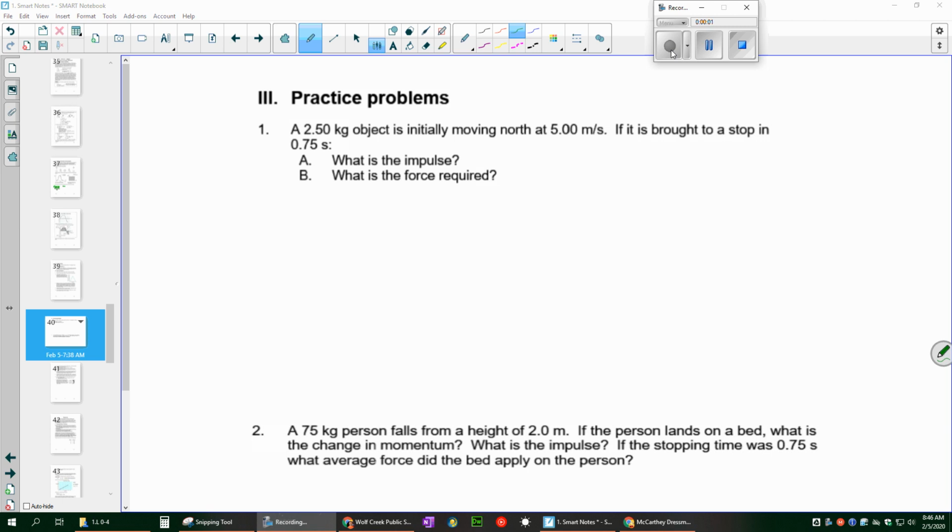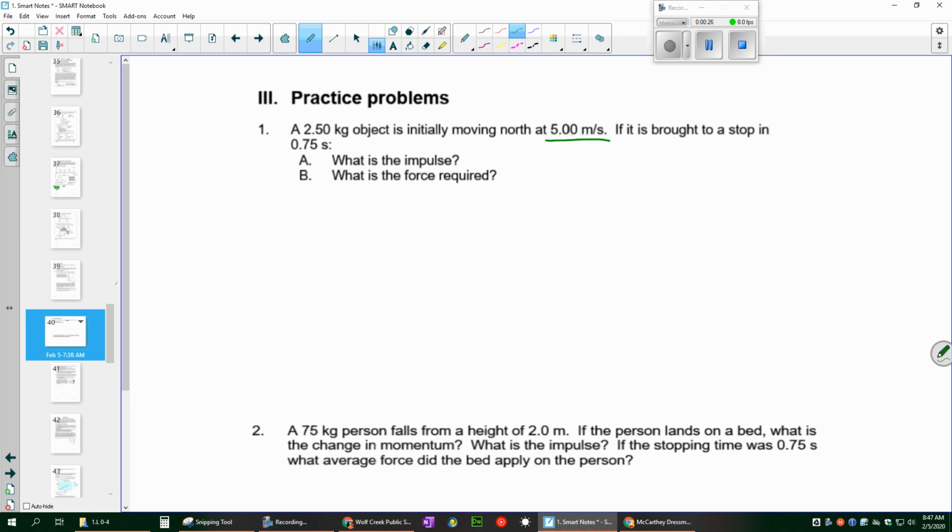Okay, so a 2.5 kilogram object is initially moving north at 5 meters per second. If it's brought to a stop in 0.5 seconds, what's the impulse? All right, so the way I would start off with these questions, guys, is as soon as you get this, it's just picking out what it is that you need from these equations. You've only got really one formula for this. I'd write it down to get my bearings.